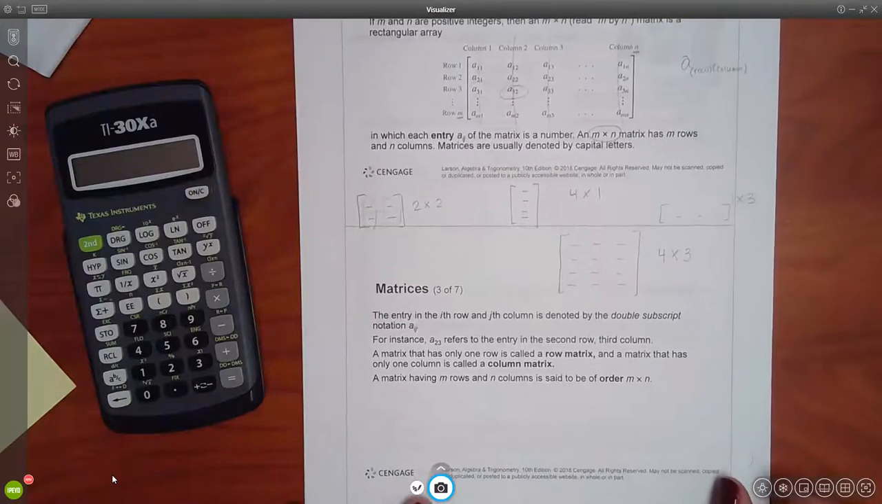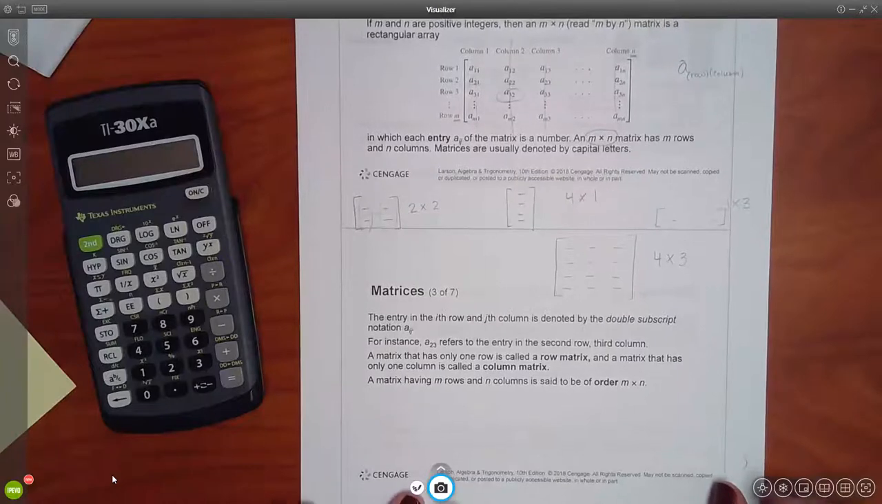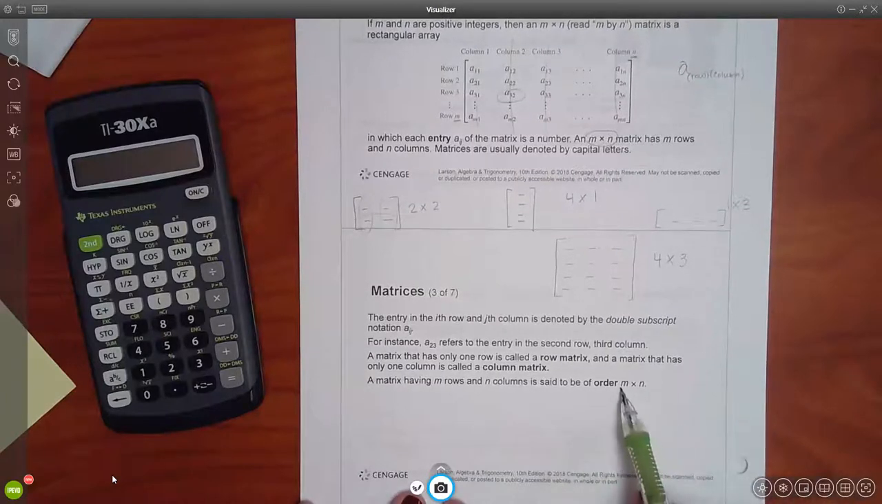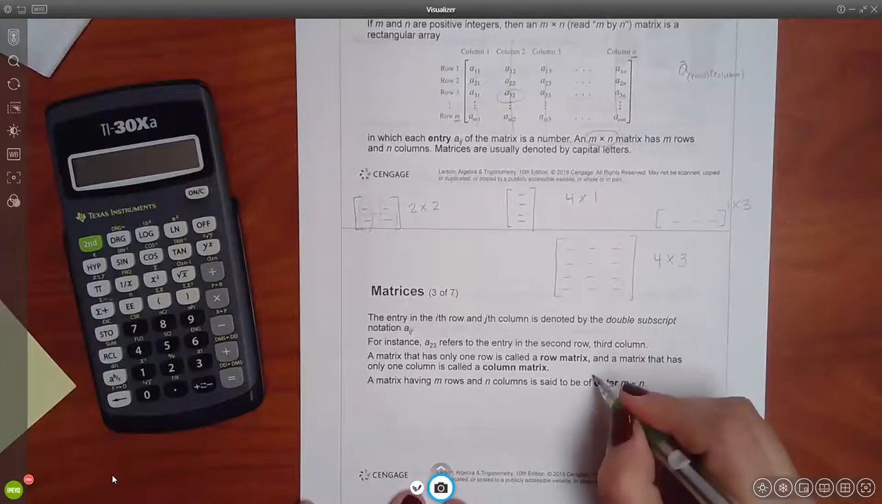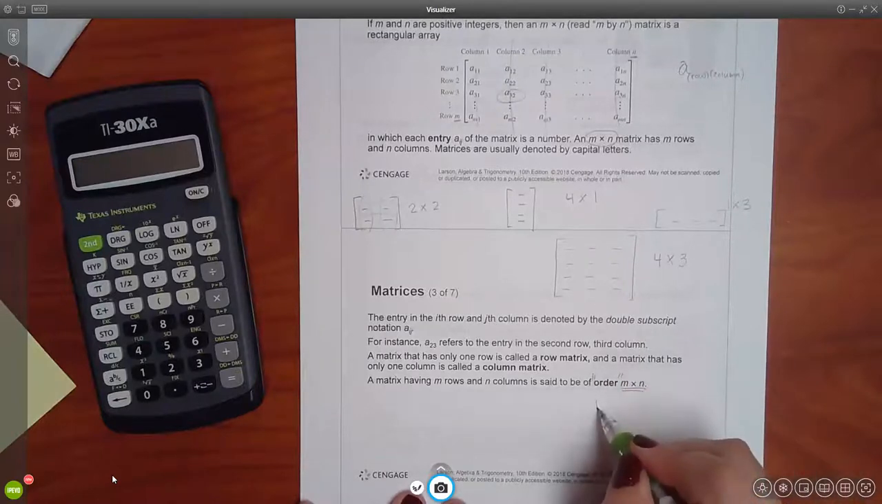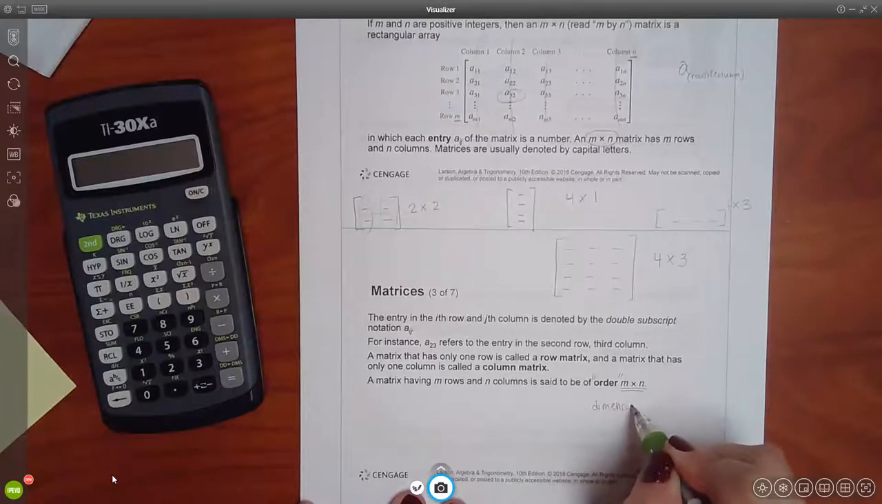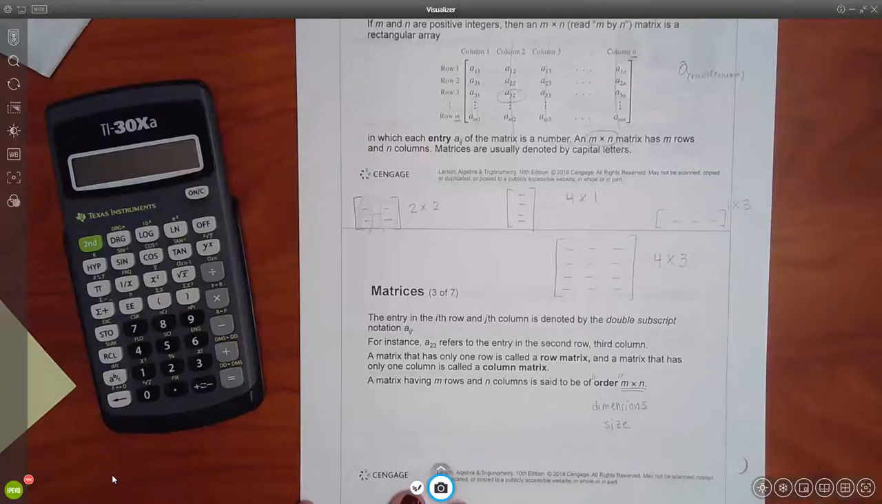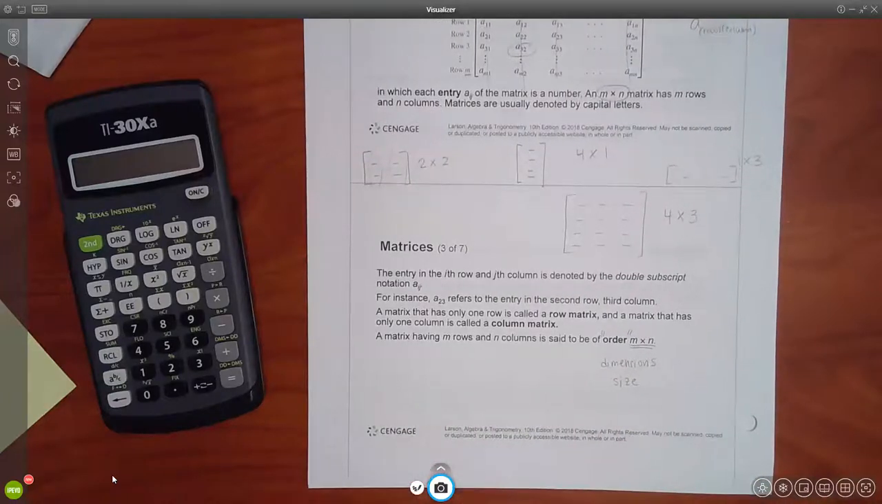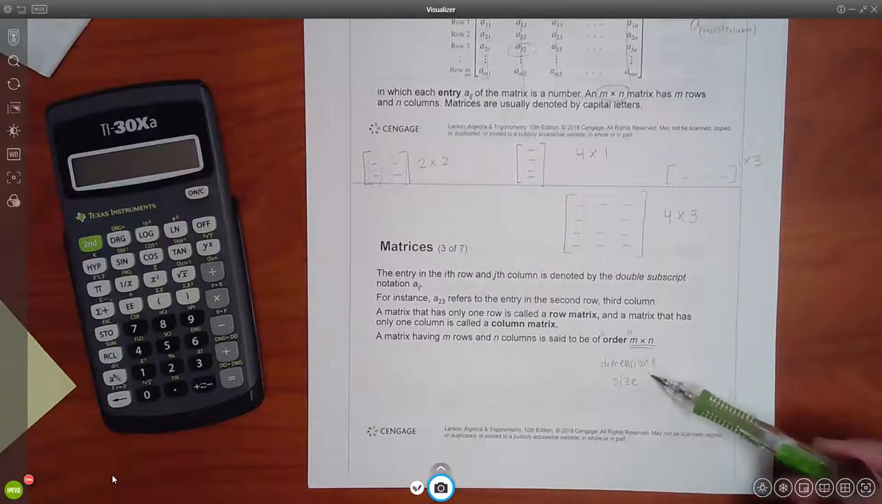Okay, and then a matrix having M rows and N columns, whatever number it is, is said to have this order, okay? So they're calling it order in this book. It's also called dimensions in other books. And it's also called size in other books. So if you hear me say dimension, size, or order, I'm talking about the exact same thing, okay? And WebAssign too. If they choose to use another word besides the word order, they choose to use one of these two words, it's the same thing, okay? How many rows and how many columns does the bad boy have, right?